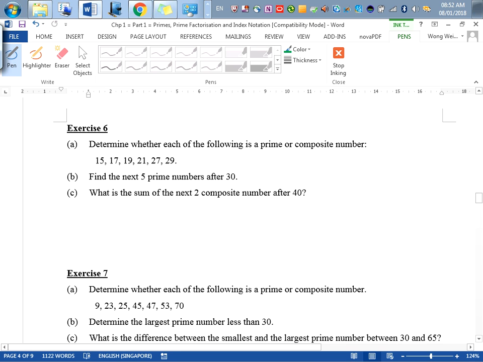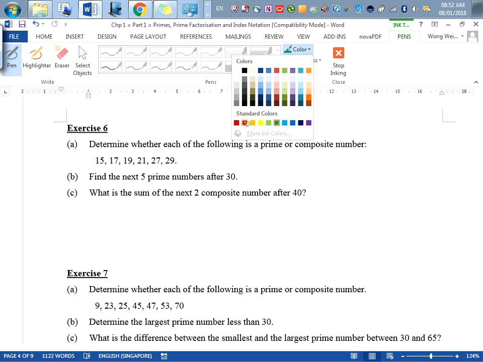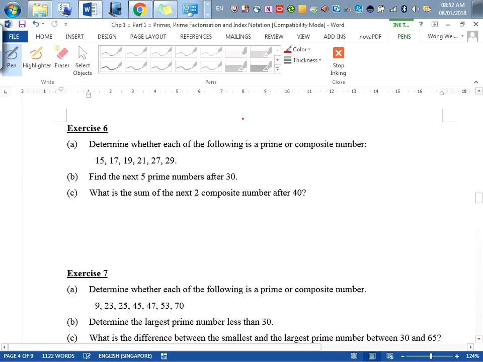Next one, exercise 6. Determine whether each of them are prime or composite numbers. Can you determine yourself? For example, for part A, what are the prime numbers over here? Is 15 a prime number? Okay, let me just write out composite also.